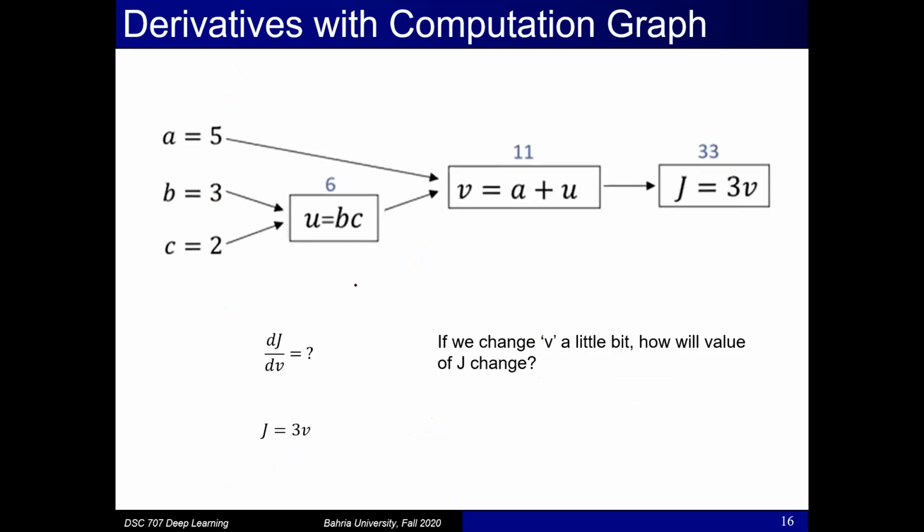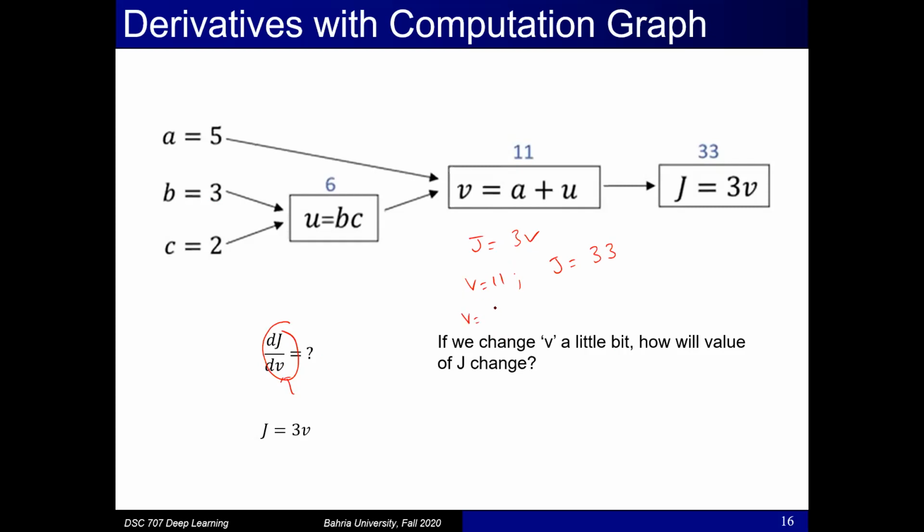Okay, we say we are interested in computing dj/dv. It means we are interested in finding out how j changes if I change v. Okay, so we know that j is 3v. So when v is 11, j was 33. Okay, this we already know. If I have to find derivative, what do I do? I have to find derivative with respect to variable v.